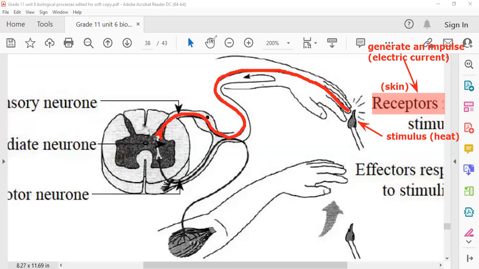And what is the name given to that neuron? Sensory neuron. Correct? Another neuron takes the impulse to the muscle. What is the name of that neuron? Interneuron? No. Motor neuron. The sensory neuron and motor neuron are connected by a neuron, and that neuron is the intermediate neuron. Are you clear on the three neurons?